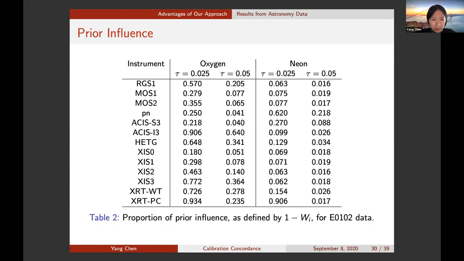And another interesting aspect is how much the prior information is dominating in the inference. So we define this factor, which is given by the shrinkage formula, about this prior influence. And here I'm showing the fraction of the prior influence for the different tau values. For the oxygen data, when the tau is really, really small, the prior influence is not negligible. However, when we increase the tau value to 0.05, the prior influence is actually very negligible for the majority of the instruments. And this is similar for the neon.